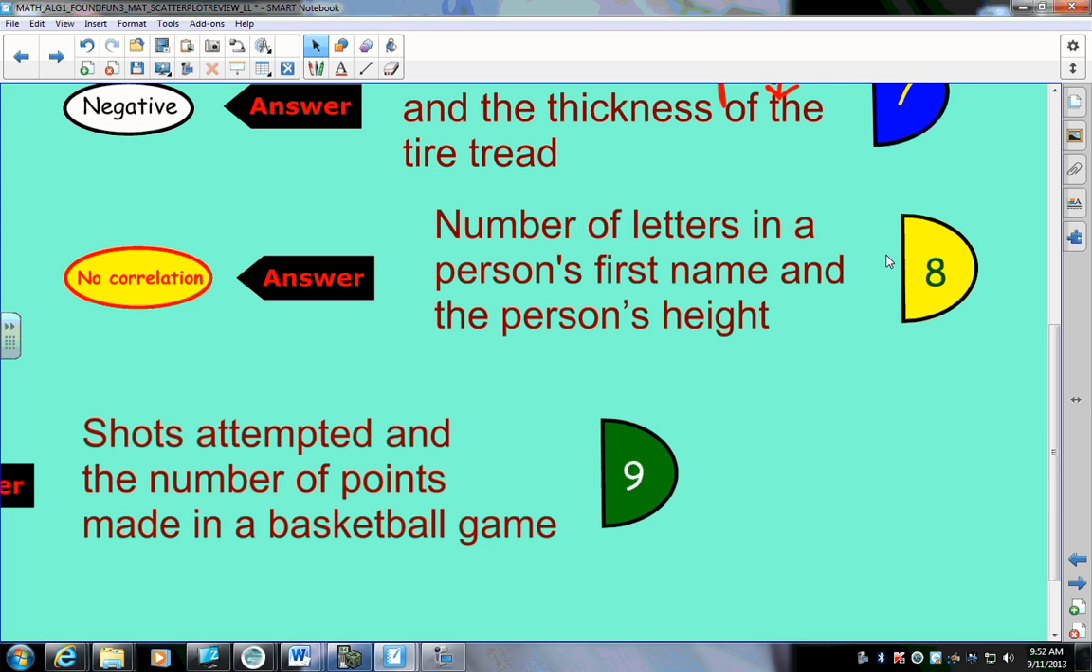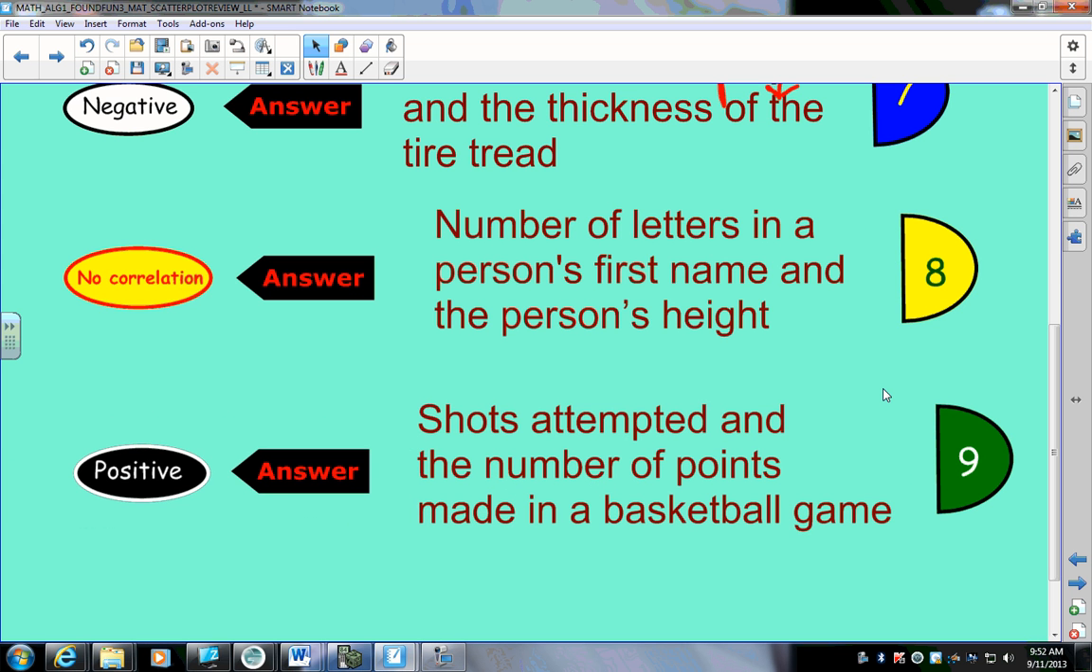Now, the last one says the shots attempted and the number of points made in a game. Well, it's not no correlation because the more shots you shoot, eventually you're going to score more points. One out of 10 may go in. It just depends. But the whole idea is the more you shoot, the more points you're going to score. And I'm not talking about people who can't play. I should have said that at the beginning. My bad. I will work on that.